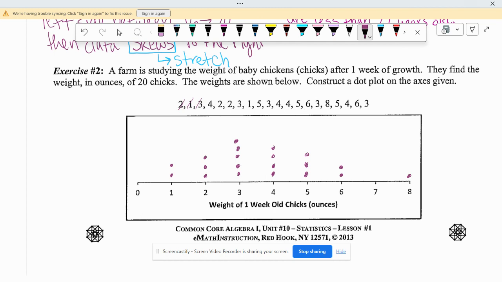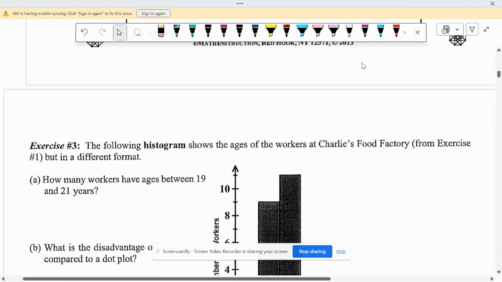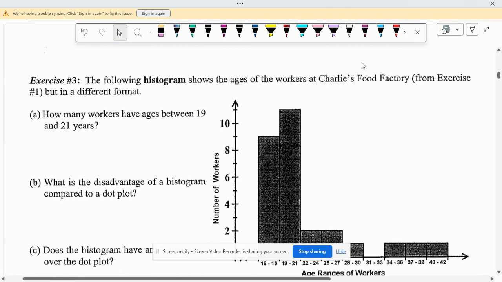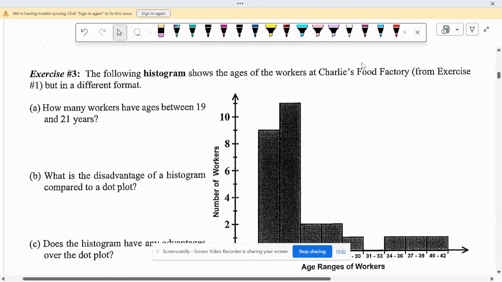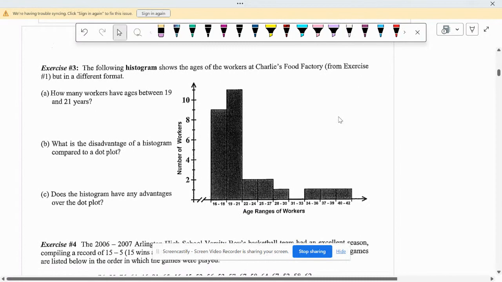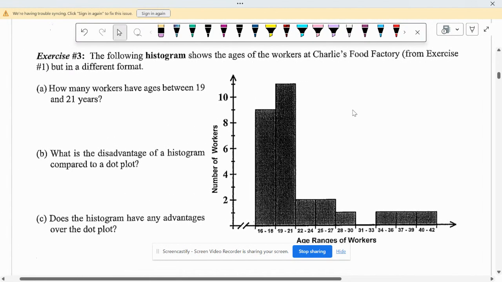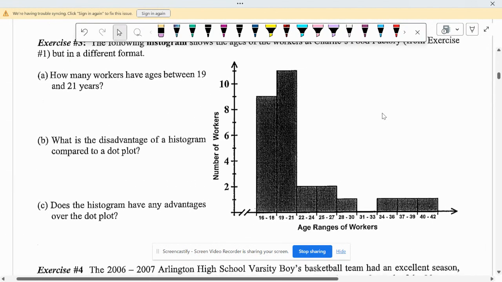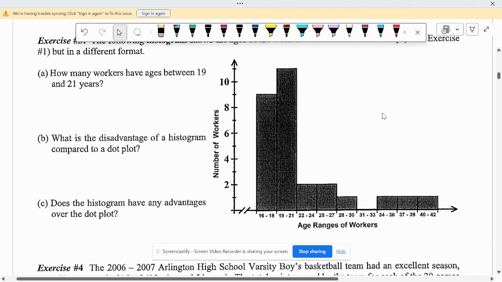So for example number 3, the following histogram shows the ages of workers at Charlie's Food Factory. Similar to exercise 1, but it's in a different representation. Exercise 1 gave us a dot plot, and now we're looking at a histogram. So how many of the workers have ages between 19 and 21? How many workers fall in that age range? Yeah, 11.